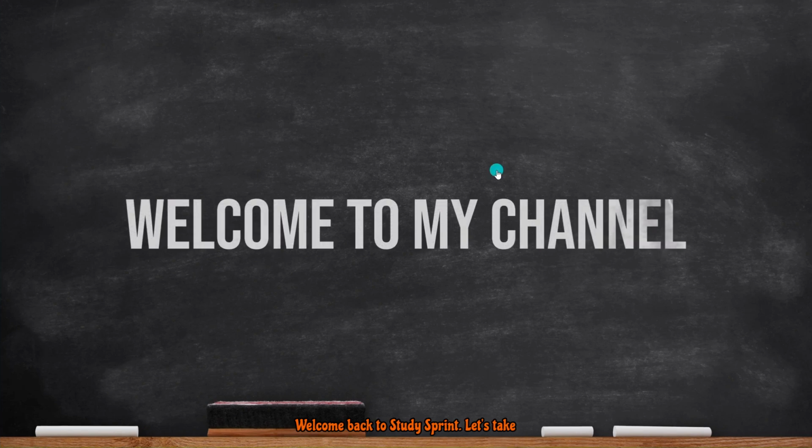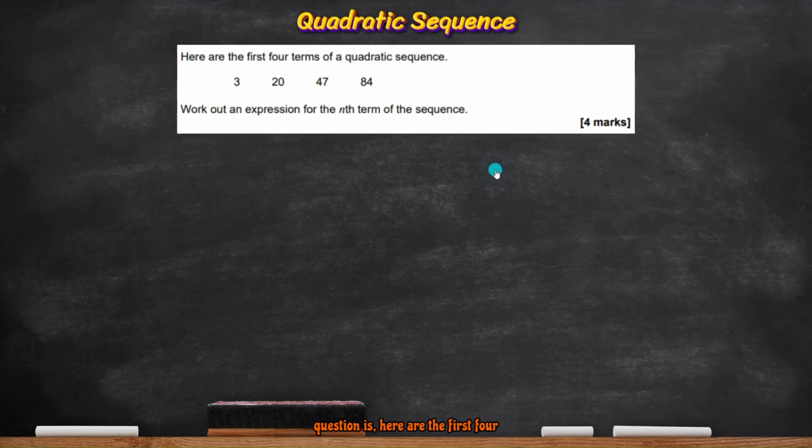Back to study sprint. Let's take a look at quadratic sequences. The question is: here are the first four terms of a quadratic sequence: 3, 20, 47, and 84. Work out an expression for the nth term of the sequence. So our first step is to write out the sequence.